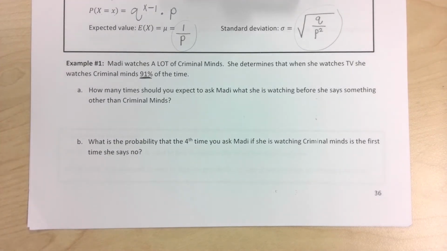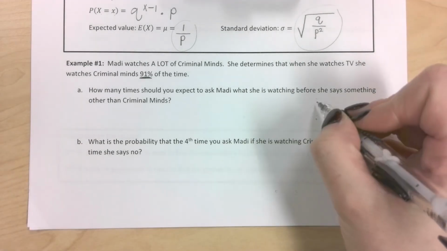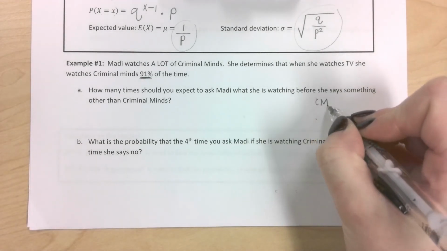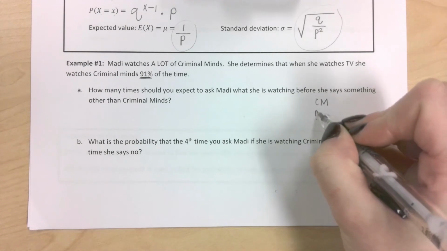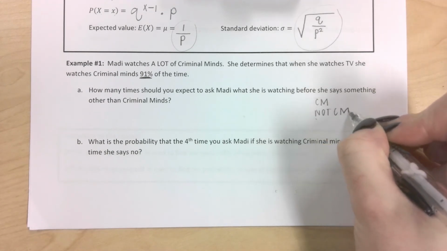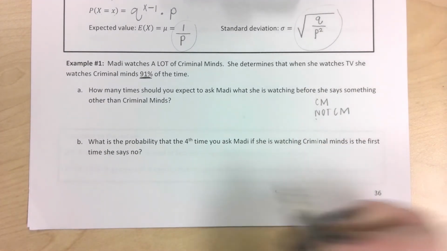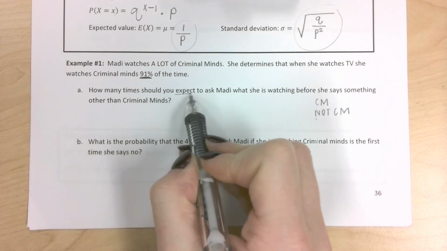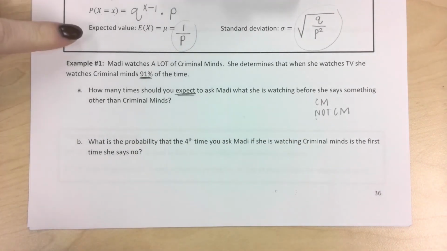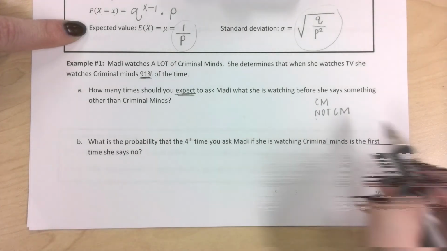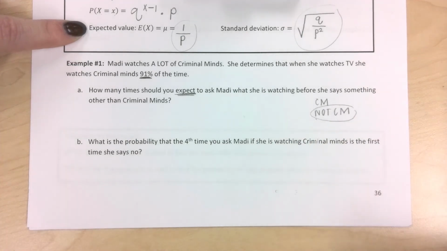So this is a Bernoulli trial. There are 2 outcomes. Either she's watching Criminal Minds, which I'm just going to call CM, or she's not watching that. We want to find how many times you expect to ask her, so I'm looking for expected value here. And what we want to find is she says something other than Criminal Minds, so I'm looking for the chances that she's not watching Criminal Minds.